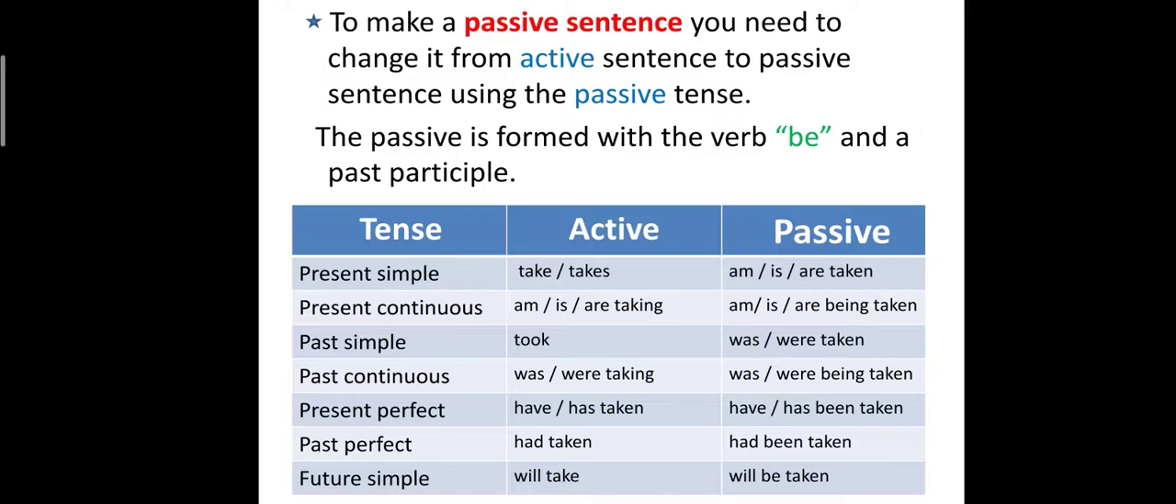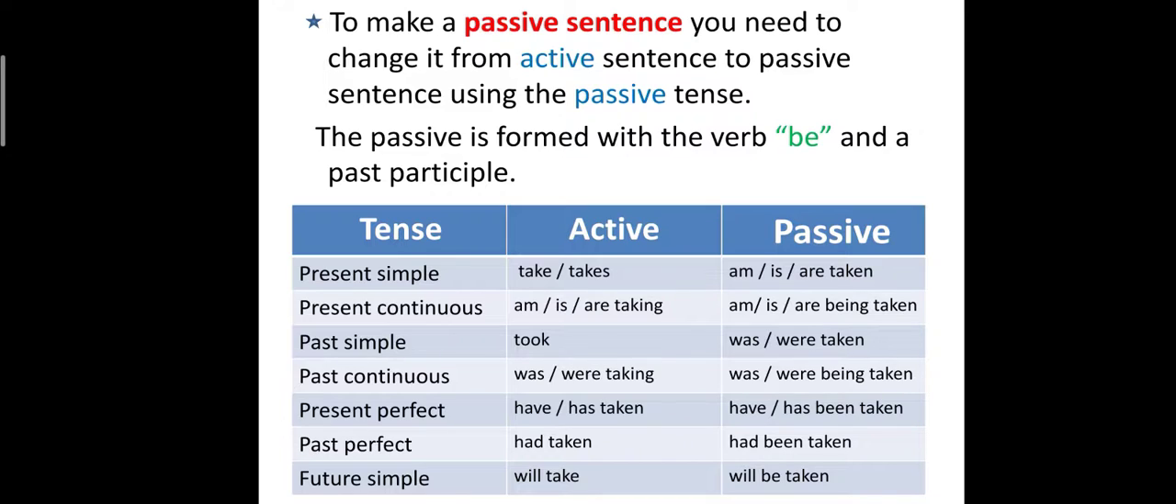Present continuous, am, is, are taking. It will be am, is, are being taken. Be plus the ing of the verb plus the past participle of the verb, taken. The past simple, a verb like took. The verb to be in the past will be was or were plus the past participle, taken. Past continuous, was or were taking. It will be was or were being taken.